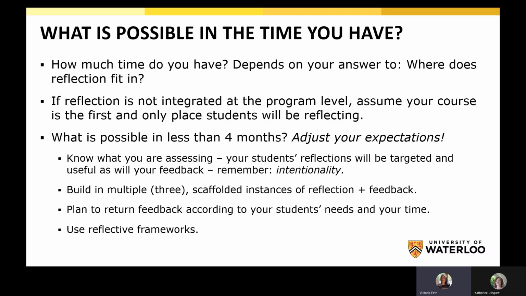Another piece that you can remember or try to build in is 3 scaffolded instances of reflection and feedback. This is really important again, because after each instance, giving them feedback is what is going to enable them to move forward. And 3 probably sounds like a lot when you're thinking about everything you're already doing in your courses. So just be prepared to think about what things can perhaps be left out while you're still achieving your learning objectives, which can often be done by incorporating reflection and feedback.